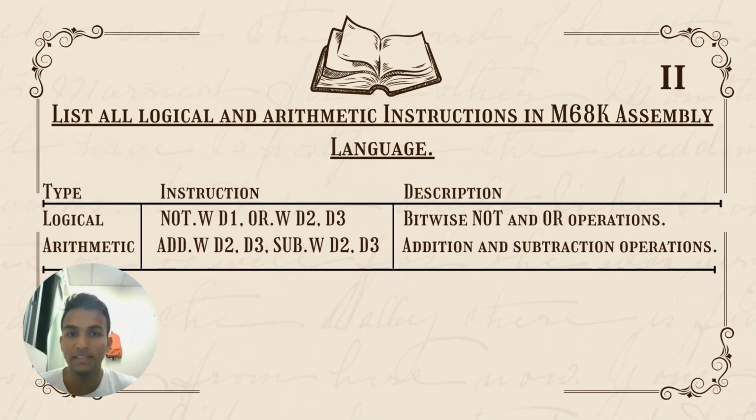The next question is question 1B Roman 2. The question is: list all logical and arithmetic instructions in 68K assembly language. We got two types: one is logical and the other is arithmetic. As per the instruction, the logical one is NOT. If you see the steps earlier, I included that. The description is that bitwise NOT, AND and OR are logical operations.